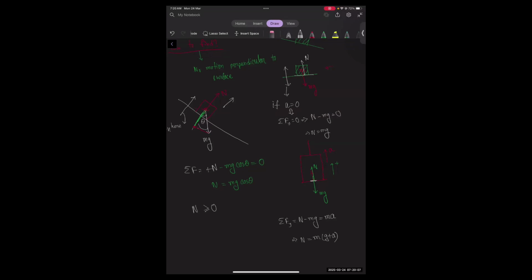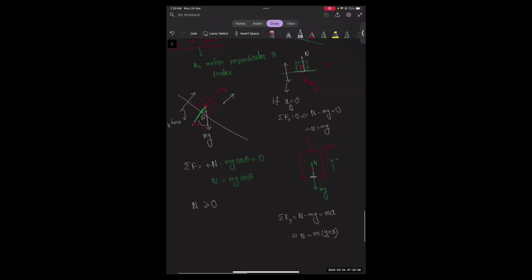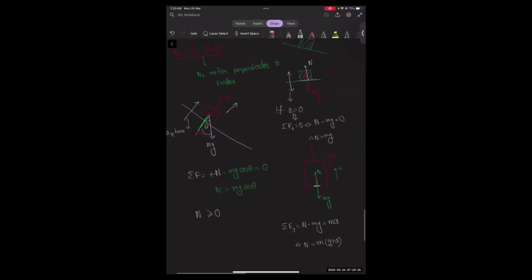So normal force is always perpendicular to the surface. It's always greater than or equal to 0. And there is no specific equation to find the value of it. You will have to use the conditions or constraints of the problem given to you to find the normal force. Usually the condition is there is no acceleration in a certain direction, or there's a given acceleration in a certain direction, one of these two.